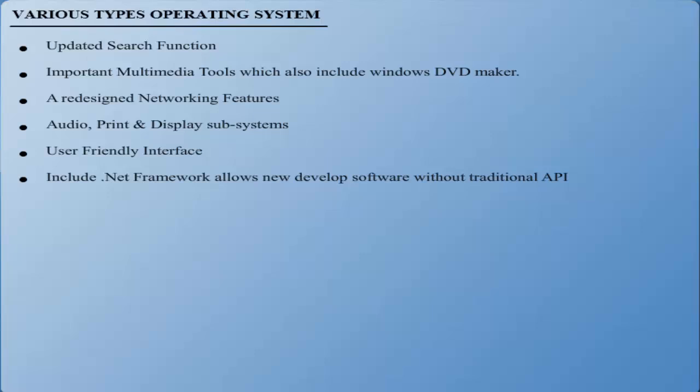Windows 7. The Windows 7 was also produced by Microsoft in 2009. This operating system is basically a successor to another popular operating system, Windows Vista.